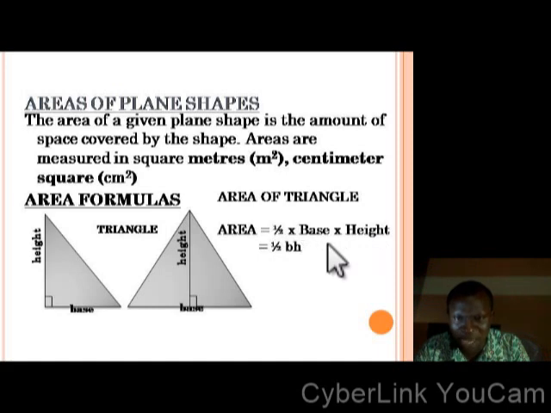Half times base times height. Or you have it as what? Half BH, which means half times base times height. Half base times height, in abbreviation, you can put it that way. Alright, so that is the formula for calculating the area of a triangle.